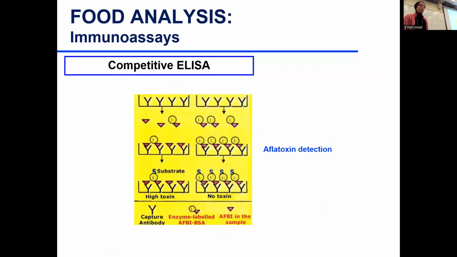This is an example of using aflatoxin detection. The more aflatoxin I have in the sample, the less I get of the linked enzyme or the marked epitope, then I have less absorbance. When I don't have any aflatoxin, I get maximum absorption, because all of the possible sites will be bound to the labeled hapten.